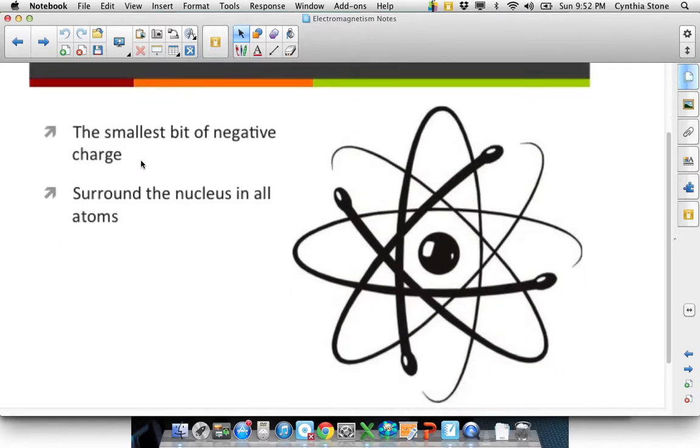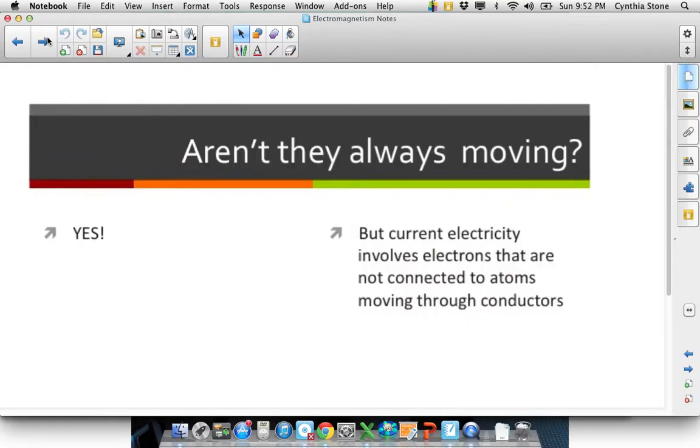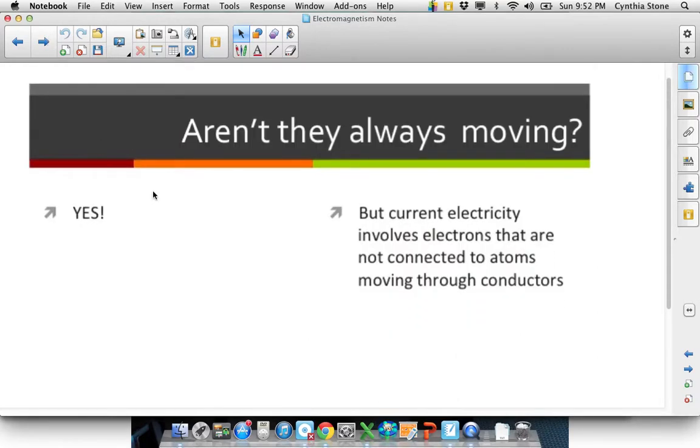So what is an electron again? Remember that inside every atom that exists in our body, in the universe, there's a piece in the middle called the nucleus, and then sprinting around the nucleus all over the place are these little things called electrons. And electrons will sometimes leave their atom and start to flow, and it's when they start to flow that we have electric current. So aren't they always moving? Yes, they're always moving around the atom, but it's when they leave the atom that we're concerned with.